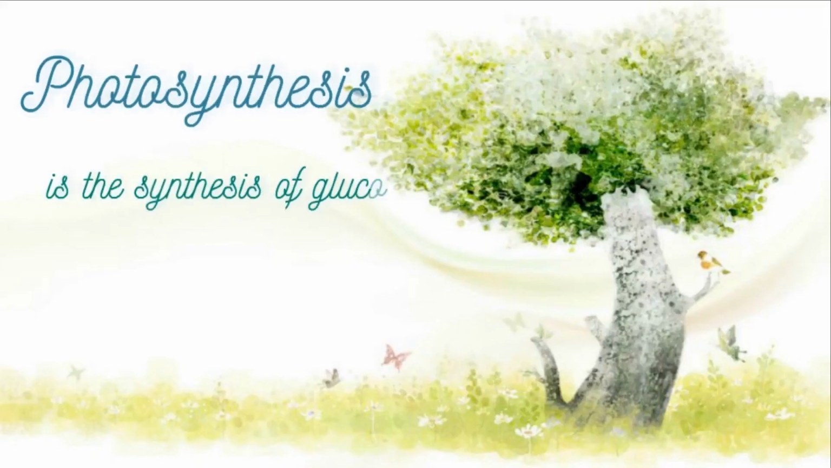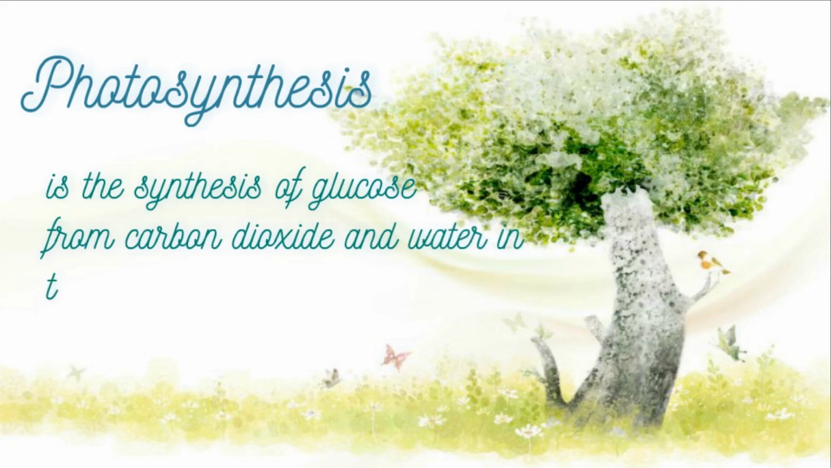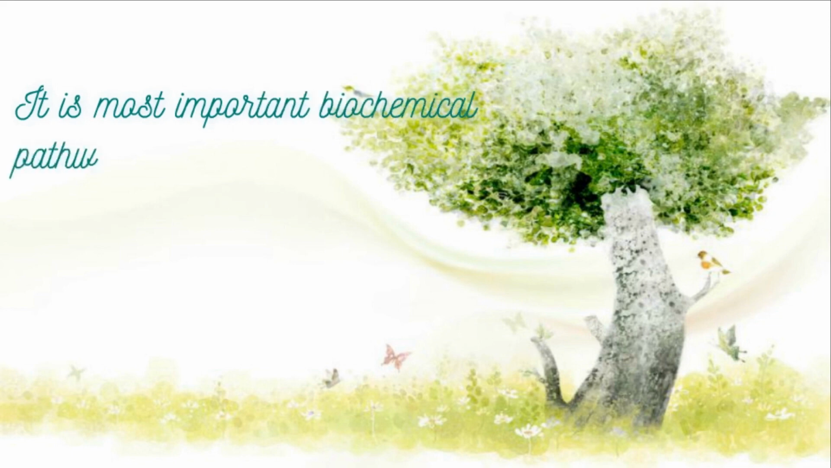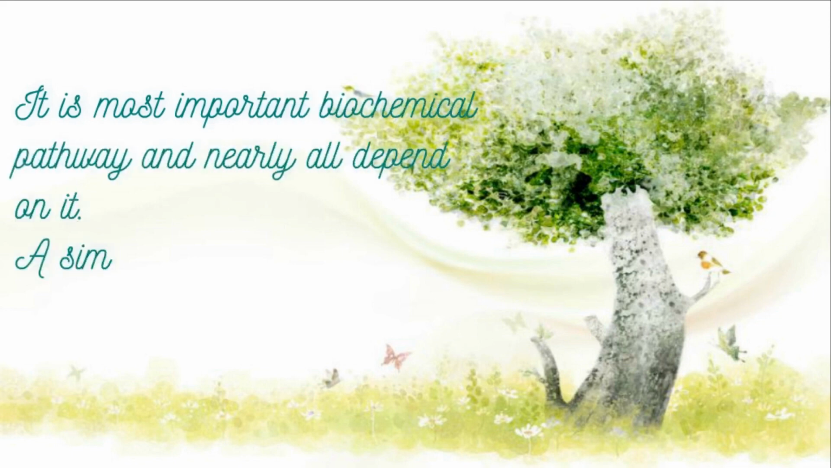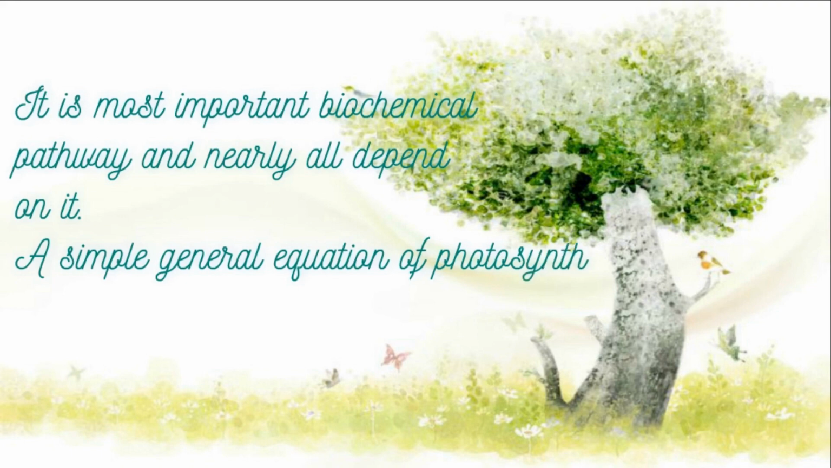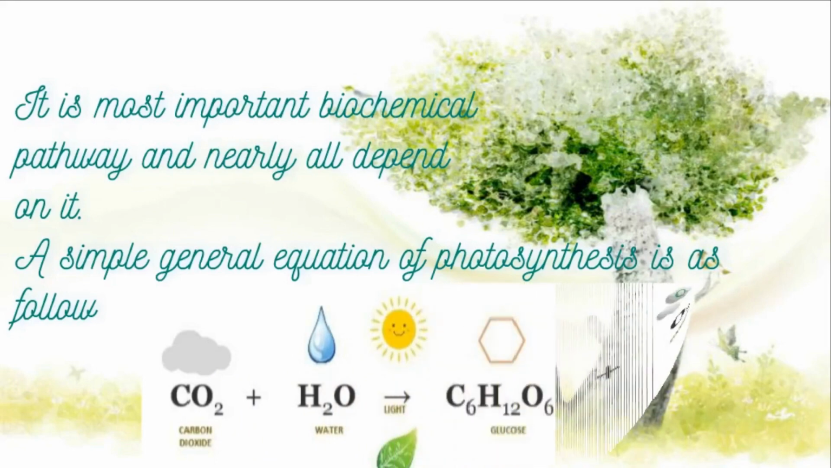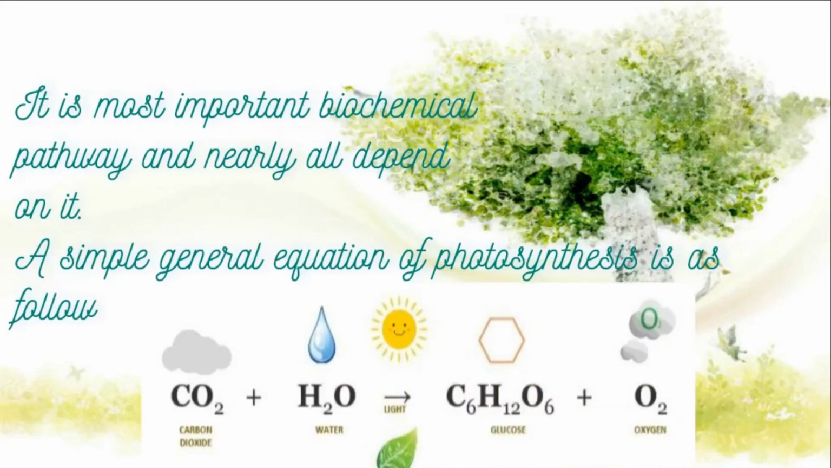Photosynthesis is the synthesis of glucose from carbon dioxide and water, in the presence of sunlight, with oxygen as a byproduct. It is the most important biochemical pathway and nearly all life depends on it. A simple general equation for photosynthesis is as follows. Carbon dioxide and water, in the presence of sunlight, form sugar, water and oxygen as byproduct.